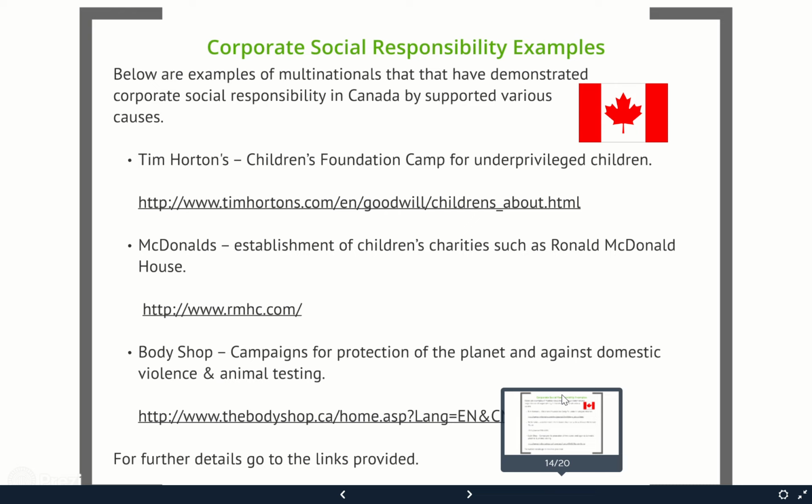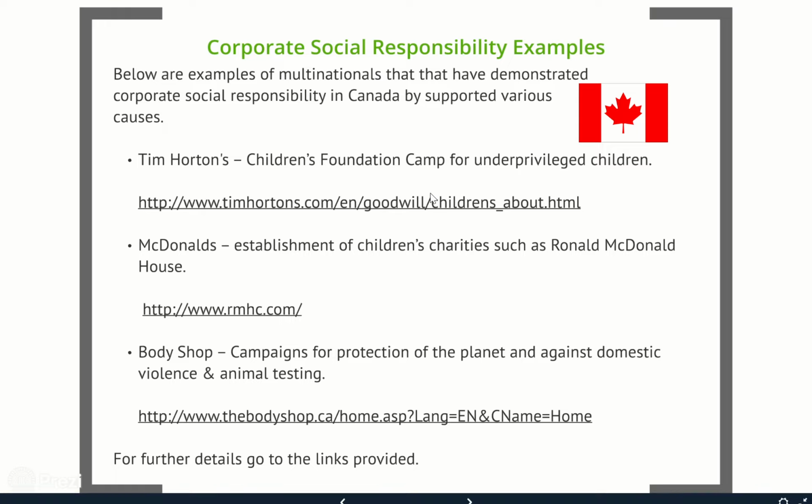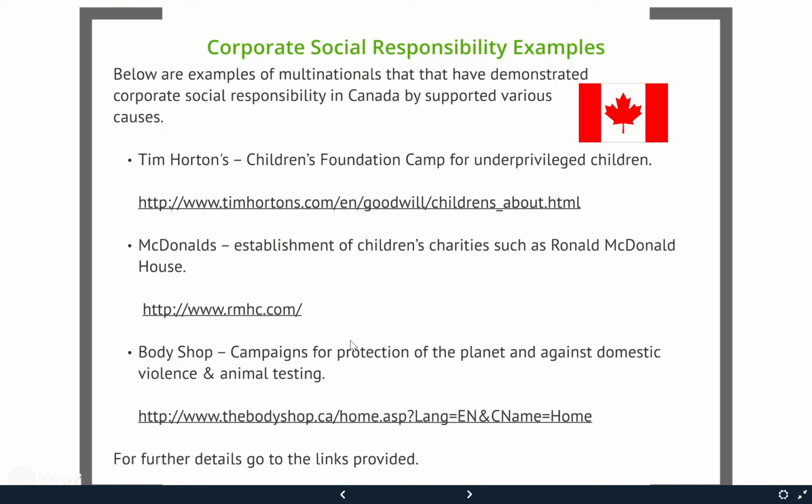Okay, so corporate social responsibility examples. These are some examples. I won't really go through them. If you want to pause, you can read them.